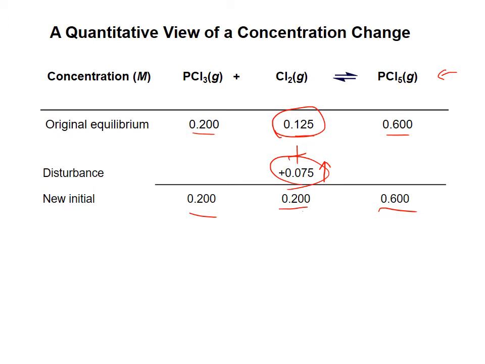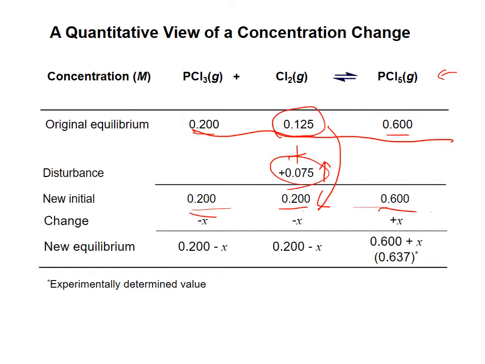So note that this increased after the disturbance. Is this equilibrium? Of course not, because if this were equilibrium, this couldn't be. So they must change. Let's assume the change is X. For the reactants it is negative, for the product it is positive. The new equilibrium should be 0.2 minus X, and here 0.2 minus X, and the product should be 0.6 plus X.